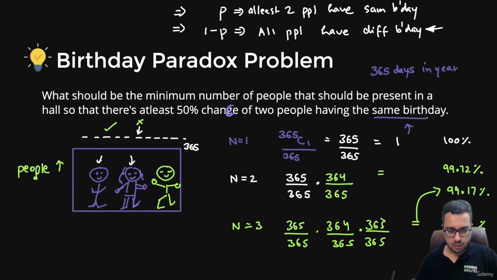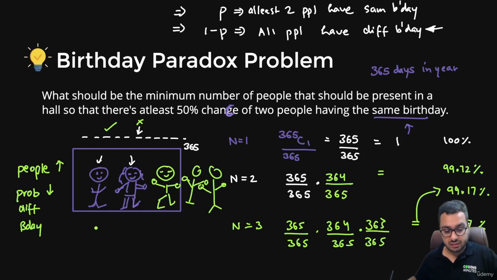as the number of people are increasing in the hall, the probability that they are having different birthday is going to decrease, because as you keep on adding more people, the higher is the probability that they are going to have a same birthday. The probability of having different birthday is decreasing, and the probability of having same birthday is going to increase, because that is nothing but 1 minus p. The probability of having same birthday is going to shoot up.